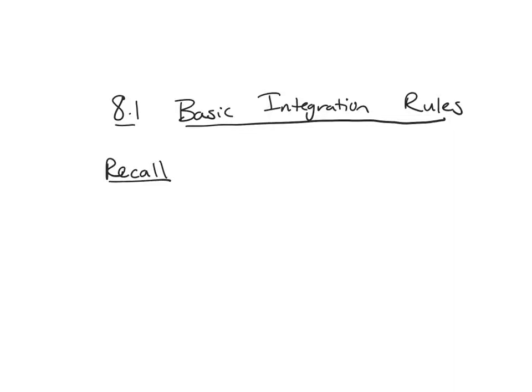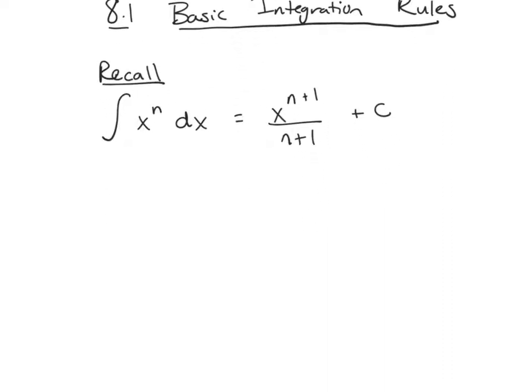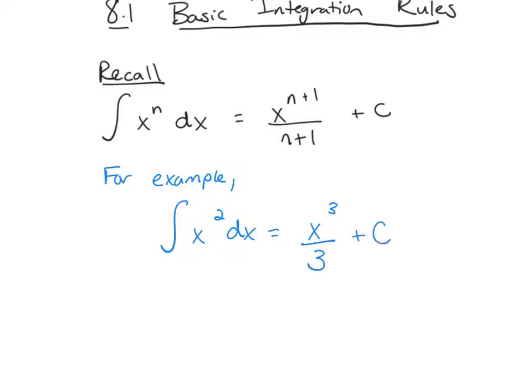The first one, the integral of x to the n, we do our reverse power rule. This is x to the n plus 1 over n plus 1, plus c. For example, let's say we want to integrate x squared. Well, the reverse power rule says you increase the power by 1, so it'll be x cubed divided by 3 plus c.